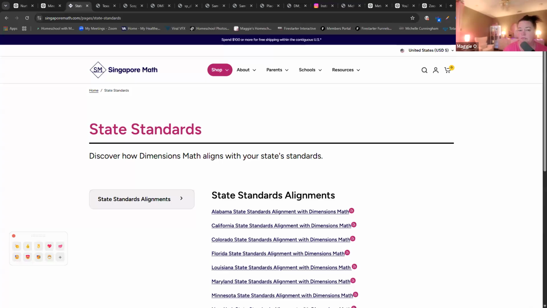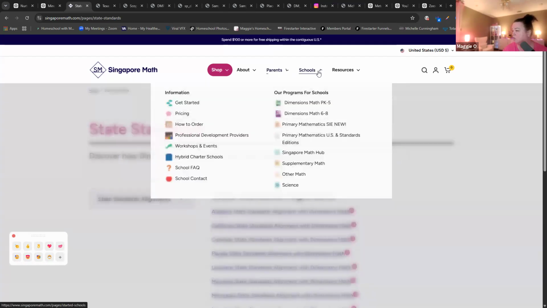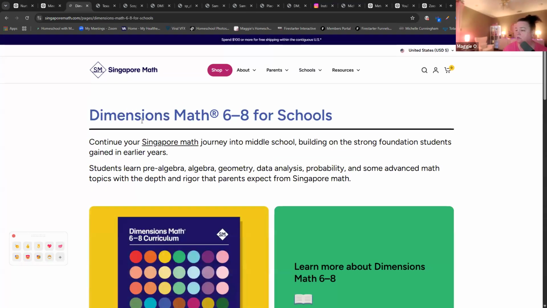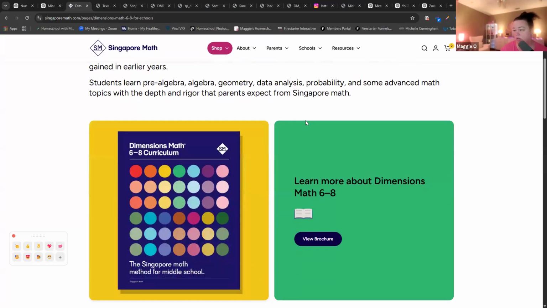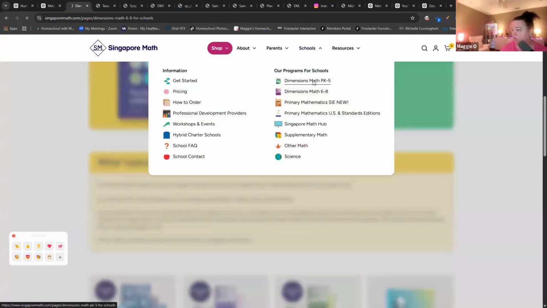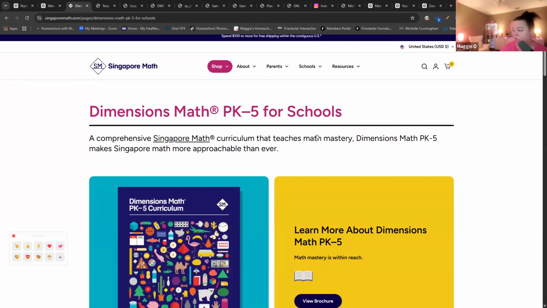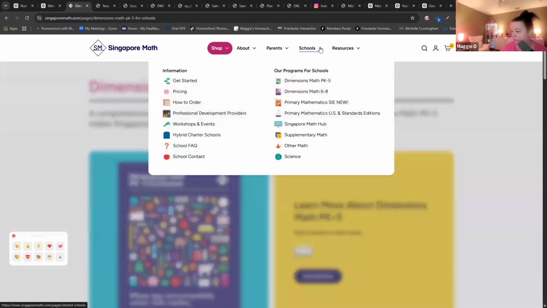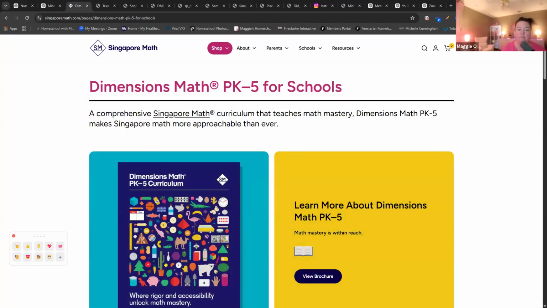And then Dimensions Math continues with a separate middle school sequence for grades 6 through 8. I want to make sure here. Here's the Dimensions Math 6 through 8 for schools, is what they call it. But it continues in there. You have Dimensions pre-K through 5 for schools. And then it also gives you getting started, the pricing, how to order. And there's supplemental, and it will explain all of this for you. So it's very user friendly.